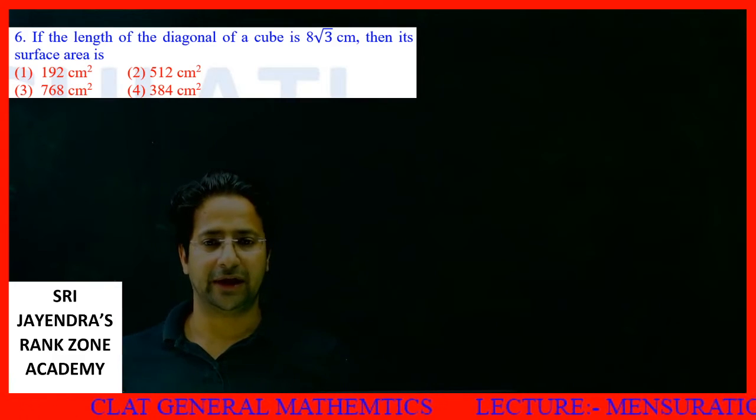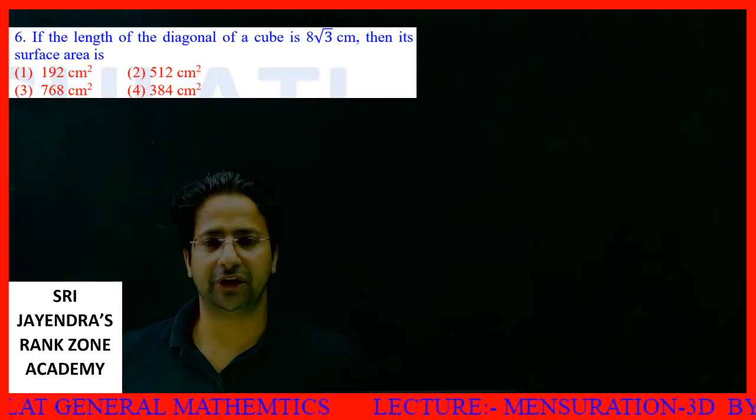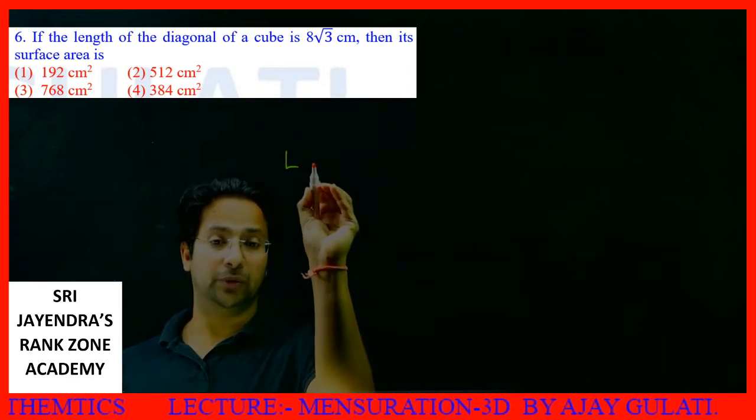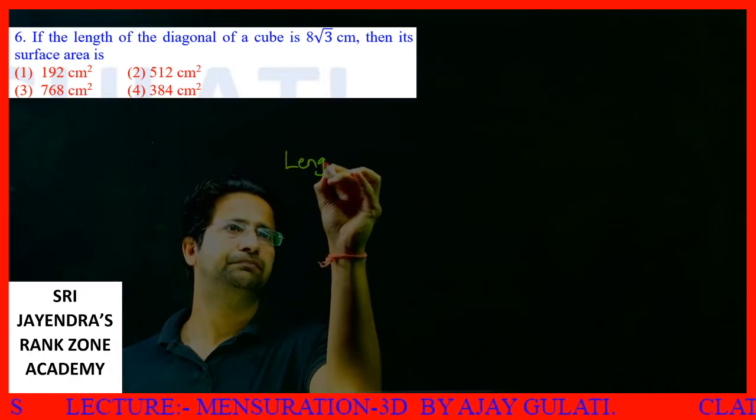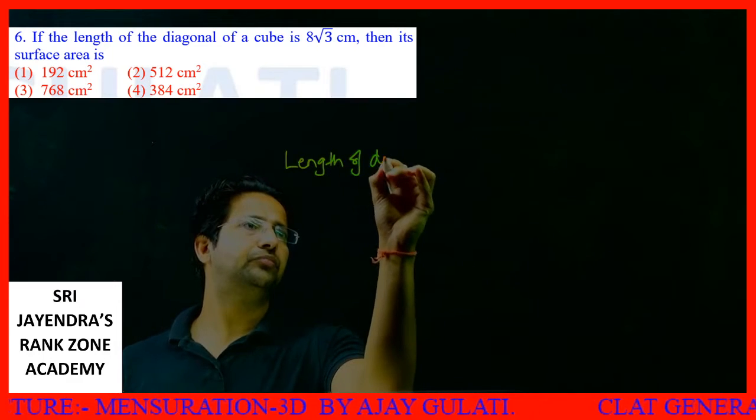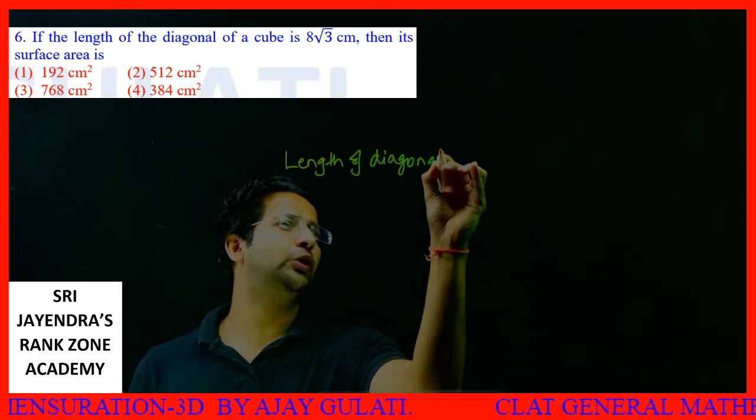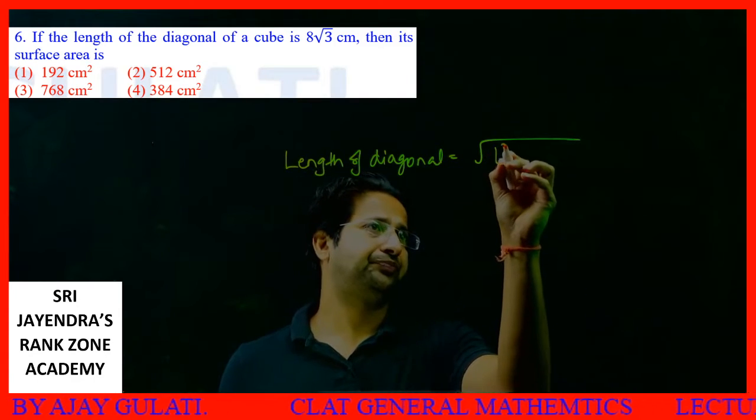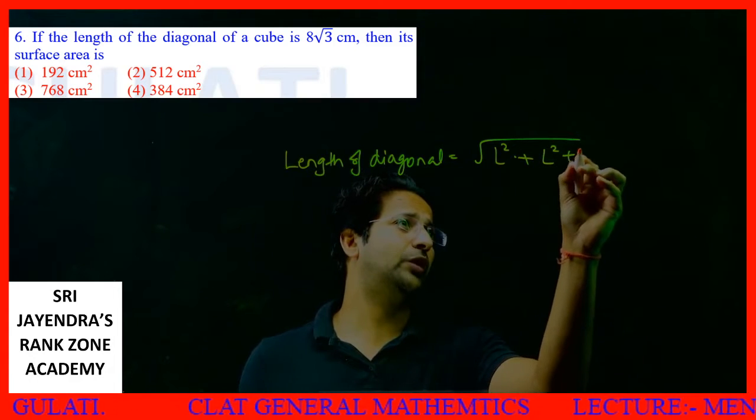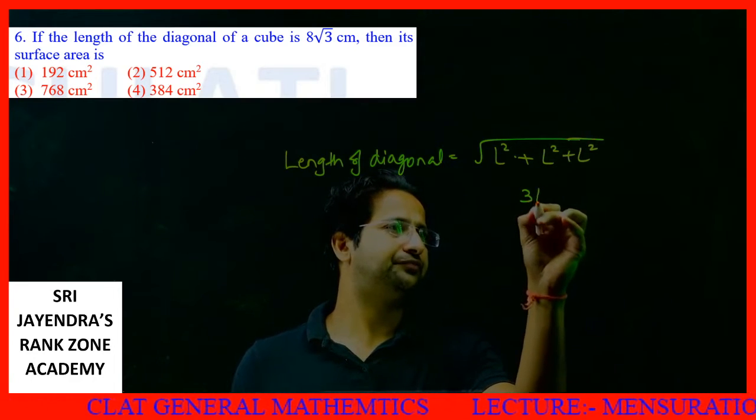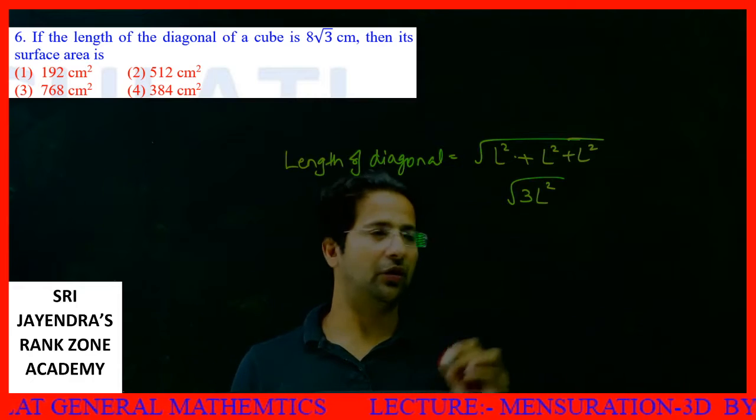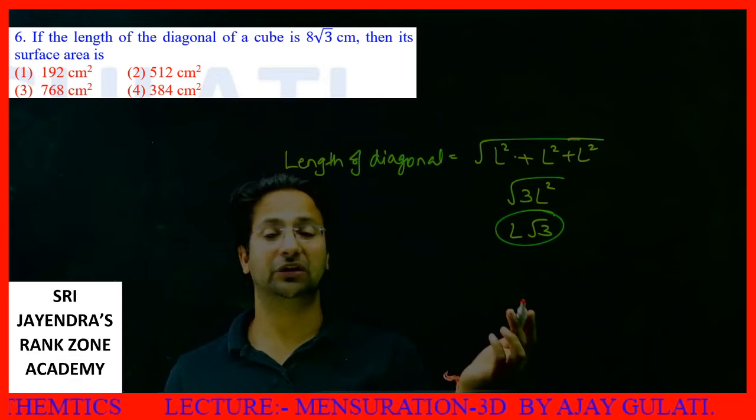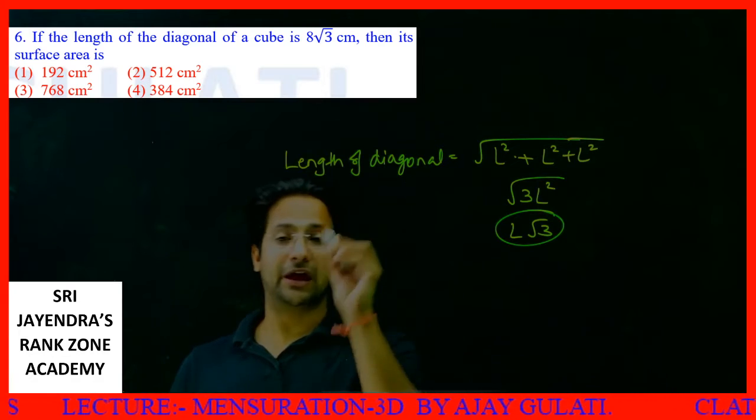If the length of the diagonal of a cube is 8 root 3, then its surface area is? Students, always remember what I told you: what is the diagonal? L square plus B square plus H square. Here, it will be L square plus L square plus L square, which is 3L square, or I can say L root 3. Clear? L root 3 is the length of the diagonal of a cube.